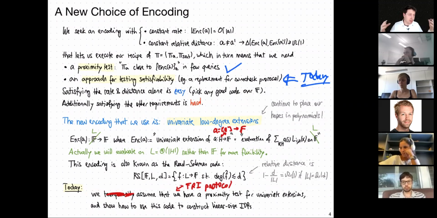Of course, once you construct general IOPs of proximity for arbitrary languages, then you can show that any code is testable through some very roundabout reduction. But in terms of direct constructions, we don't have many codes, okay? It's like Reed-Solomon, tensors, a couple of other things. They need to have some structure we can exploit. Any additional questions?